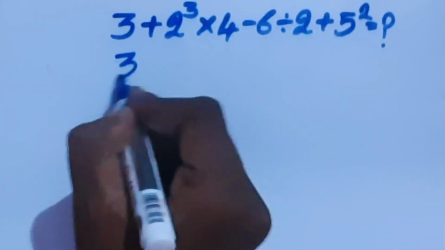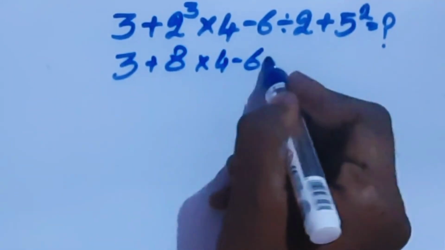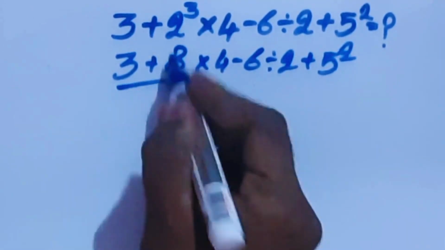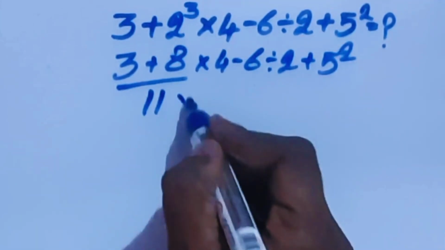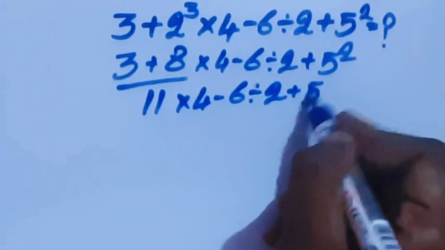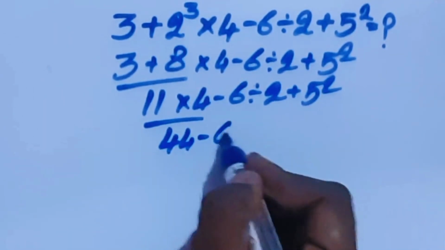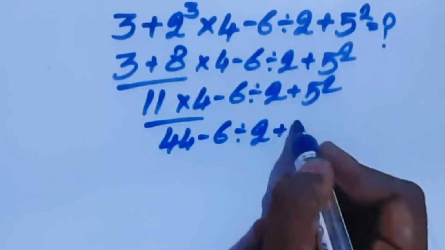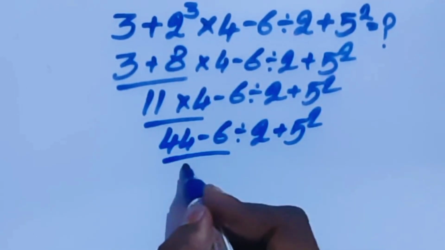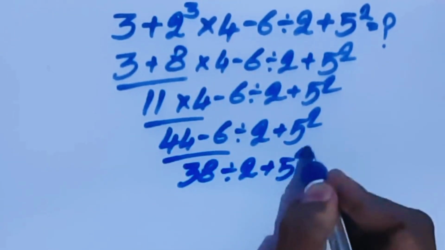I guess here 3 plus 2 power 3 is 8 times 4 minus 6 divided by 2 plus 5 square. Here 3 plus 8 is 11 times 4 minus 6 divided by 2 plus 5 square. Here 11 times 4 is 44 minus 6 divided by 2 plus 5 square. Here 44 minus 6 is 38 divided by 2 plus 5 square.